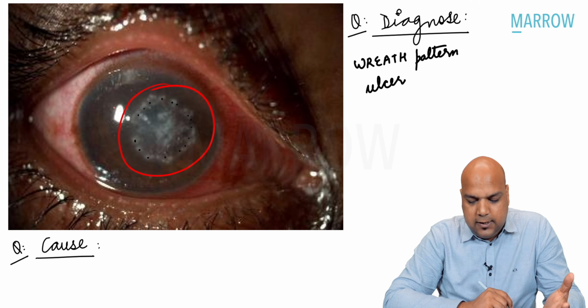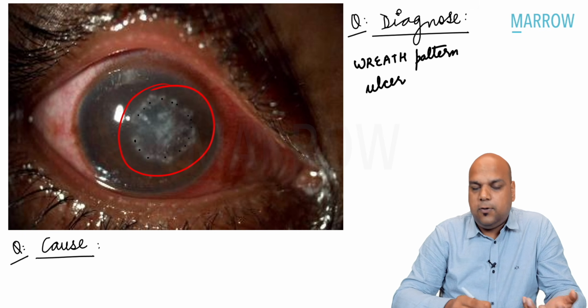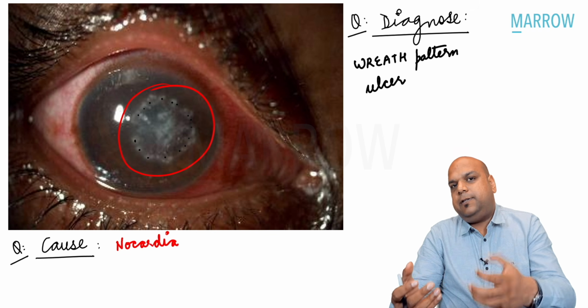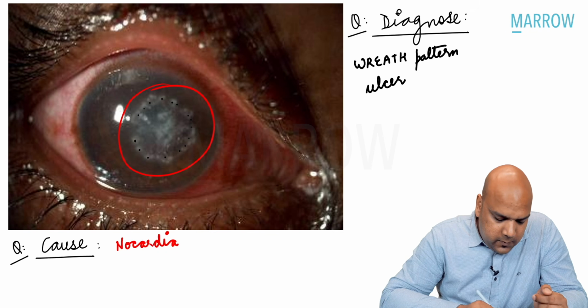Now, the important question, the second question, is what is the cause? All of us know the cause is Nocardia. A very specific bacteria causing a very specific shaped ulcer, Nocardia. All right, everyone, moving on, please.